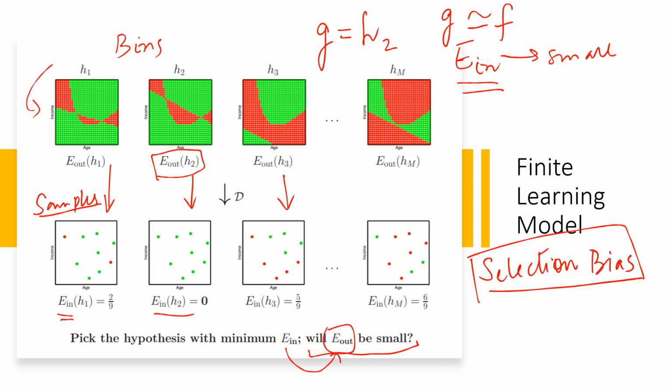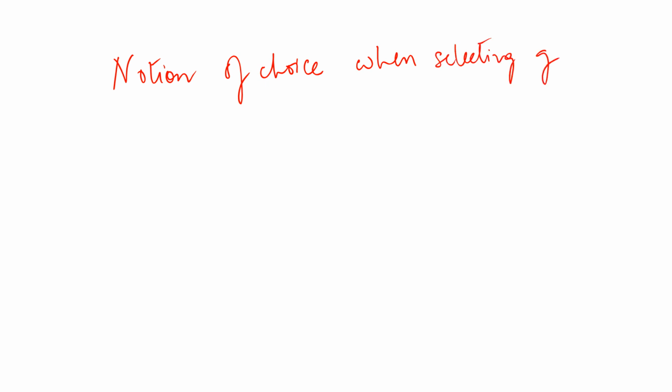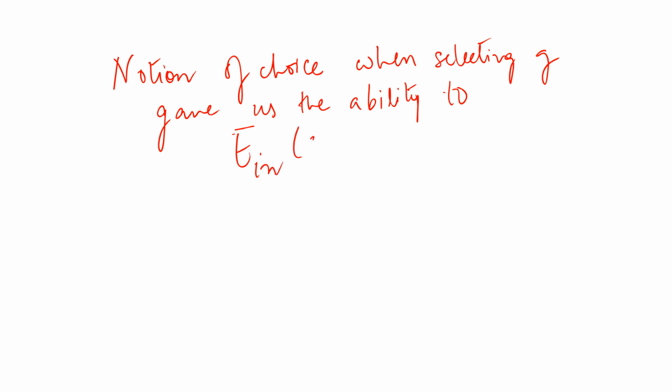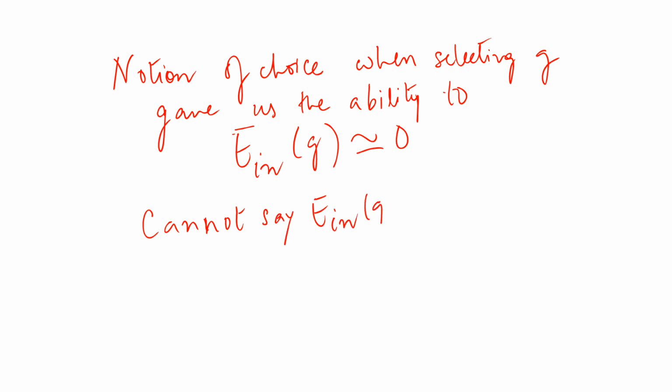For now, the key takeaway here is, let me write it down, the notion of choice when selecting g gave us the ability to get E_in of g to be almost equal to 0, but we cannot apply Hoeffding's bound, so we cannot say that E_in is almost equal to E_out, right? So we cannot say that.